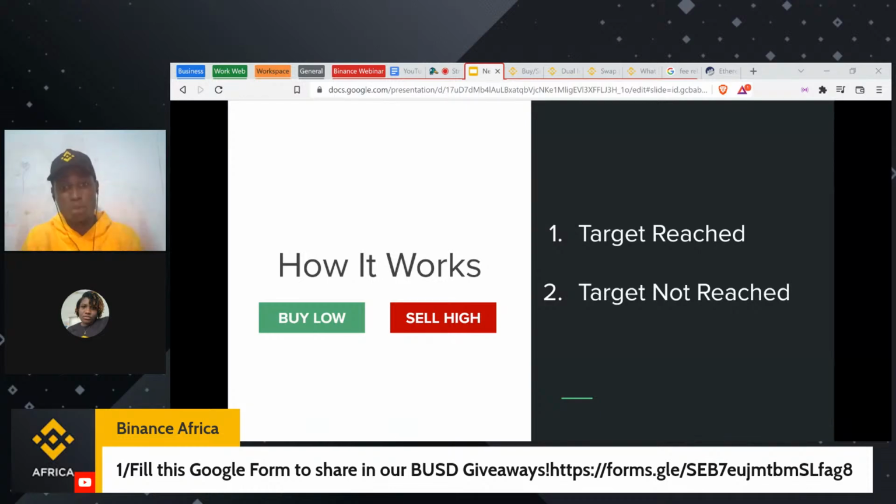And just like the Buy Low product as well, in both scenarios of the Sell High product, both target reached or target not reached, you will first earn interest in your existing currency that you deposited, that you subscribed with. Once the target price is reached, your subscription amount and interest income will be sold for BUSD. But if the target is not reached, you get your deposited currency, in this case BNB, and additional BNB you have earned over time.